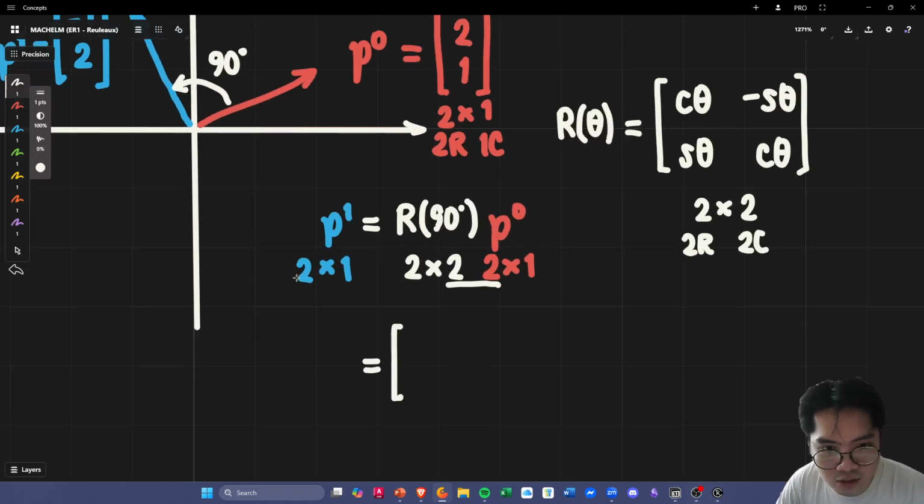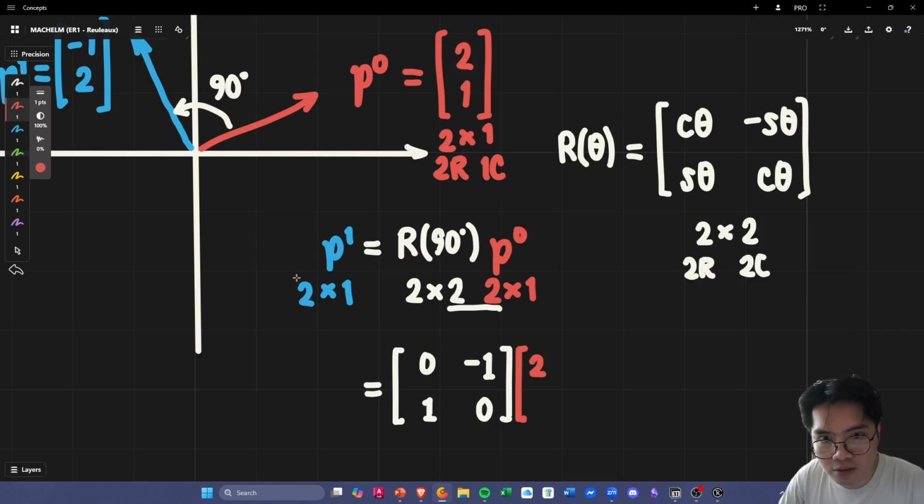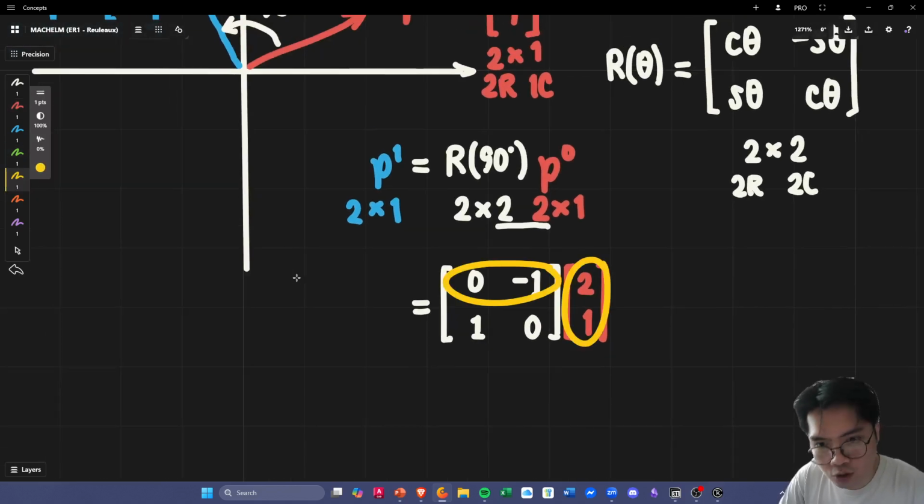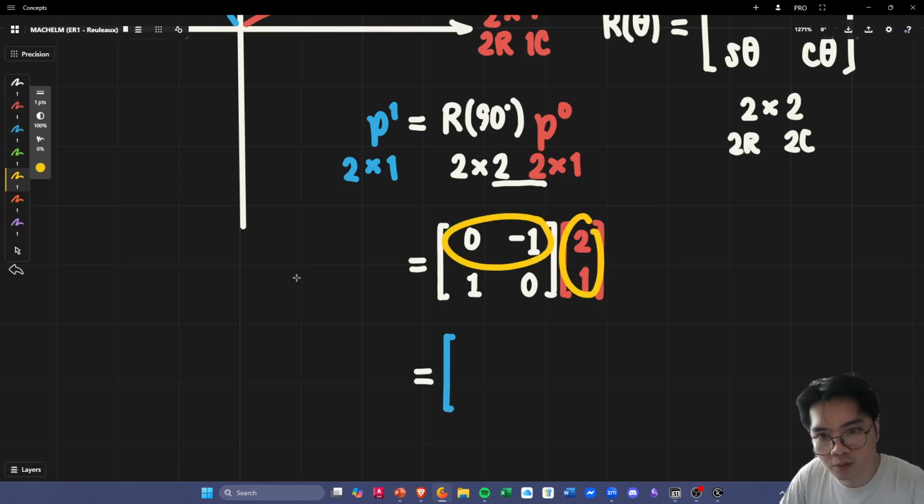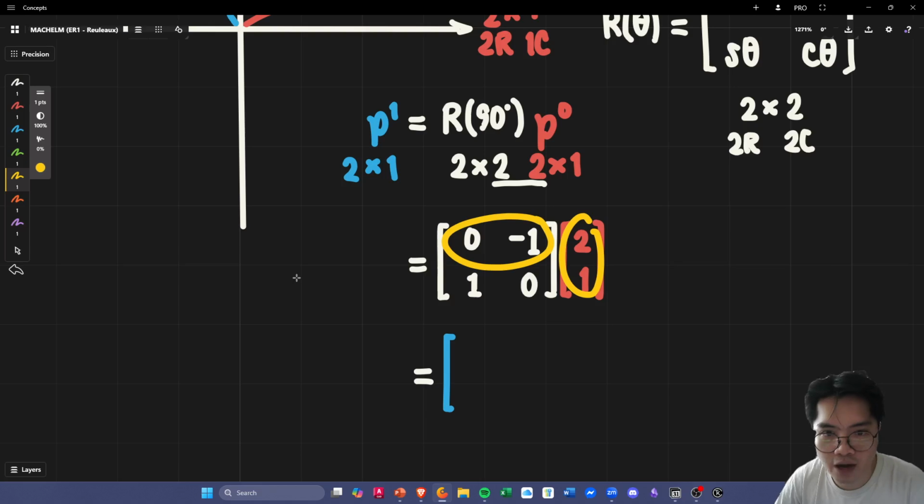Cosine of 90, we just said earlier, is 0, and sine of 90 is 1. So this is negative 1, this is 1, then this is 0. And we will look at a 2 by 2 times a 2 by 1, sorry. If you remember matrix multiplication, it goes row times column. Let's see if this is indeed correct. What you will do is count from left to right and up to down.